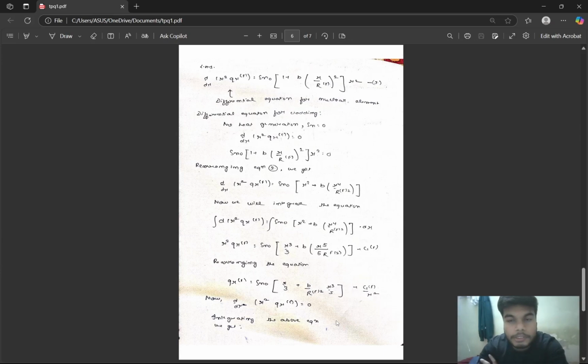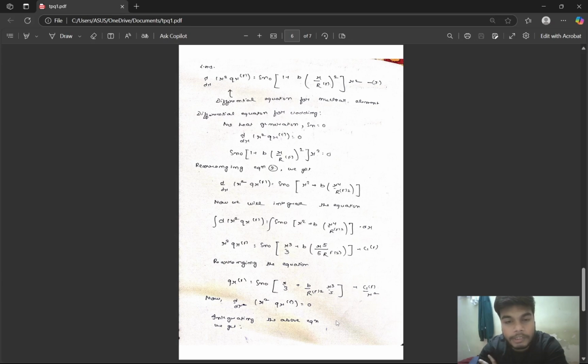Now the differential equation for the fuel is given as d upon dr of r square q_r of F equals S_n0 into 1 plus b r upon R_F, whole squared, into r square. For the cladding, no heat is generated, so S_n will be 0. Therefore d by dr of r square q_r of C is 0. Also rearranging equation number 3, we get d by dr of r square q_r of F equals S_n0 times r square plus b r to the power 4 over R_F squared. We just substituted r square inside the bracket and we got this equation.